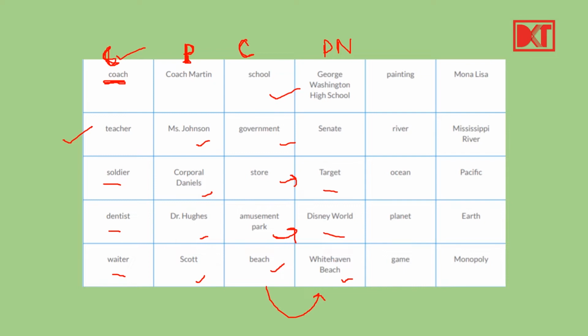Here we have common nouns of things. For example, painting, river, ocean, planet, game. But when we are talking about a specific painting, Mona Lisa, this becomes a proper noun. Mississippi River, the Pacific Ocean, Earth, the game Monopoly. Here you see we're talking about them in a specific manner, so they become proper nouns. These are proper nouns. Alright.